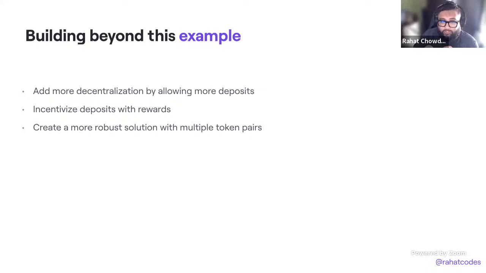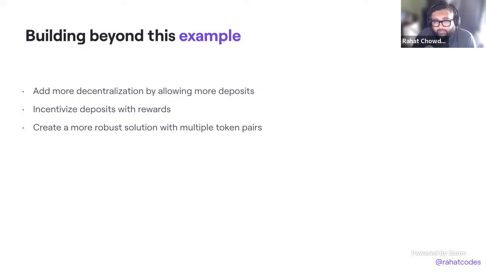Add more decentralization by allowing more deposits. I think in the challenge actually for the scaffold.eth, you can go into that and create a deposit function where, rather than just doing that initial liquidity initialization, you add more Matic, more other token, whatever it might be.